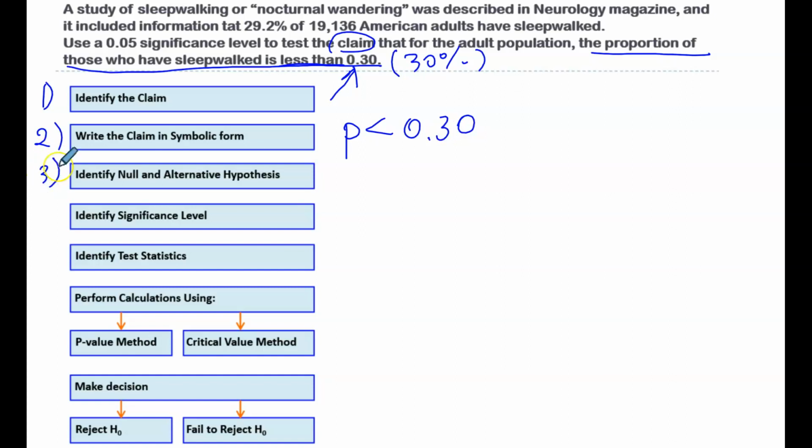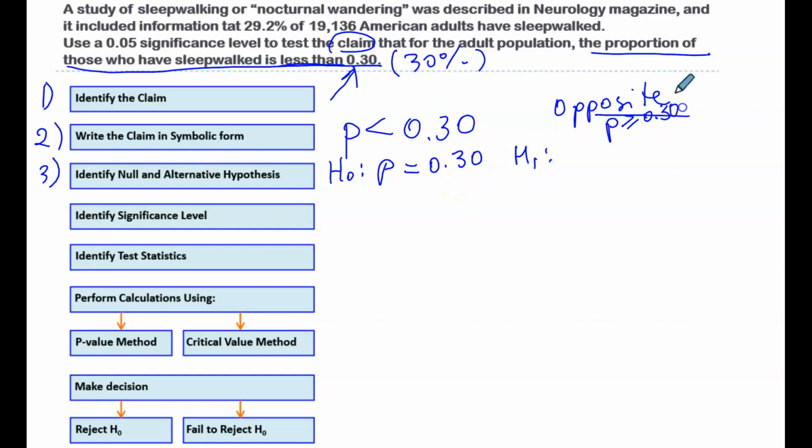Now, before we go to step 3 to identify null and alternative hypothesis, let's identify the opposite claim. The opposite of the claim that P is less than 0.3 would be P is greater or equal 0.3. Now we're ready to write the null and alternative hypothesis. Remember, null hypothesis is the one that has the equal statement. P is equal to 0.30. The alternative hypothesis would be our original claim. P is less than 0.30.